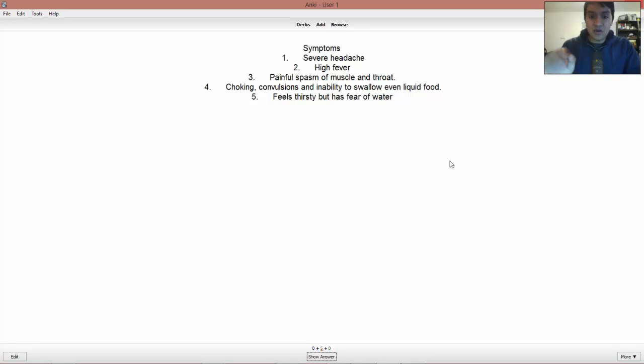Okay, so here we go. These cards are just going to show me the symptoms. Then, of course, when I hit enter, hopefully I get the right disease or illness. So symptoms: severe headache, high fever, painful spasm of muscle and throat, choking, convulsions, inability to swallow even liquid food, feels thirsty but has fear of water. This one is a little bit easier because it's a little bit more unique from the symptoms. And this one is rabies.